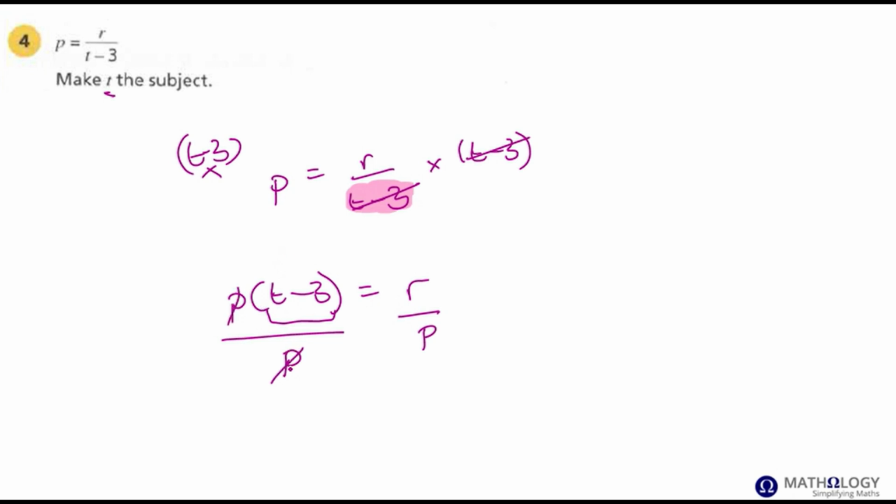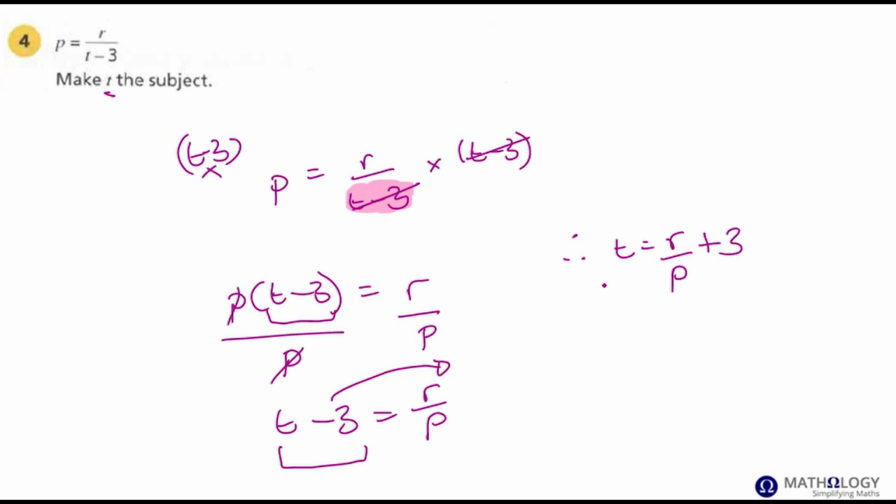so that we can get T minus 3 on the left, and then on the right we have R divided by P. Now T minus 3 are two terms separated by a minus sign, so the minus 3 is not bound to T. So we can simply move that across to the right hand side. Therefore T equals R over P plus 3. And now T is the subject of the formula.